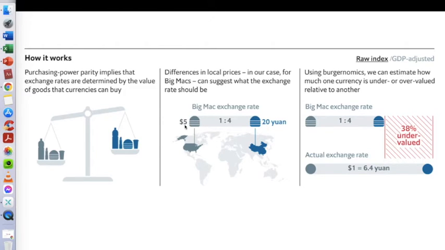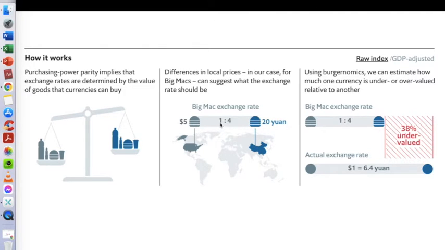So different local prices, in our case for a Big Mac, can suggest what the rate should be. So if you have a $5 Big Mac in the United States that costs 20 yuan in China, well, never mind that Chinese people don't eat hamburgers for the same reasons that American people do. It's not traditionally Chinese food. Never mind that a Chinese worker at McDonald's might get paid, say, 10 yuan per hour, which is far less than $5. Never mind that it would take a Chinese worker, at least a few years ago, several hours of work to buy a value meal at the workplace, compared to an American worker who would have to work for less than an hour.